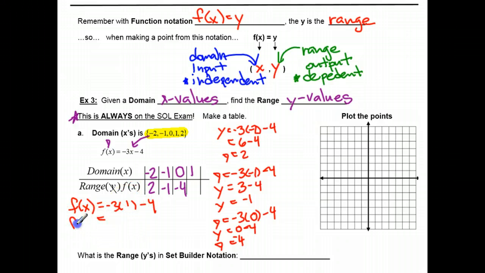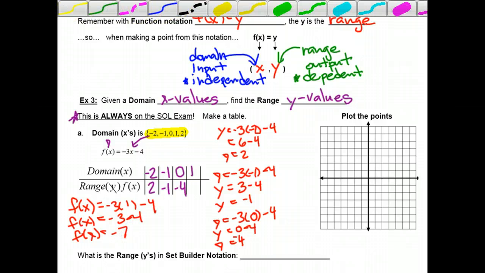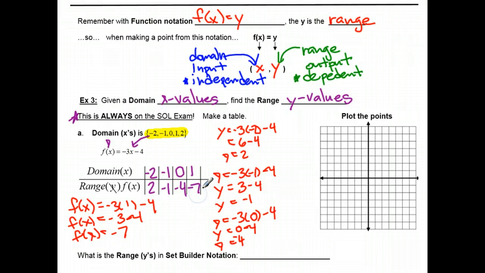So now when we solve this, f of x equals negative 3 times 1 is negative 3. Bring down the minus 4. Now f of x equals negative 3 minus 4 is negative 7. So we put in positive 1 for x. Out came negative 7 for your y, or f of x. Last input, I'm going to plug in positive 2.